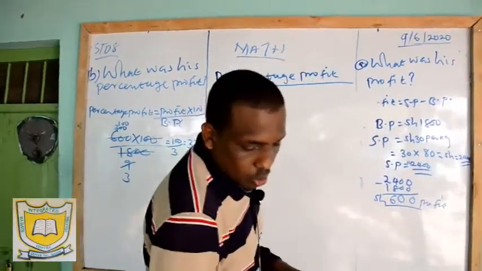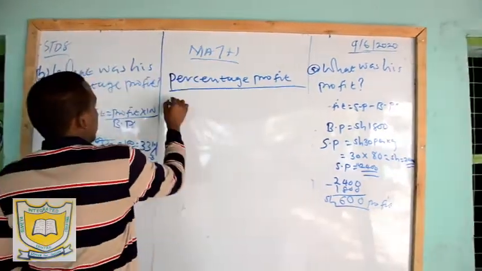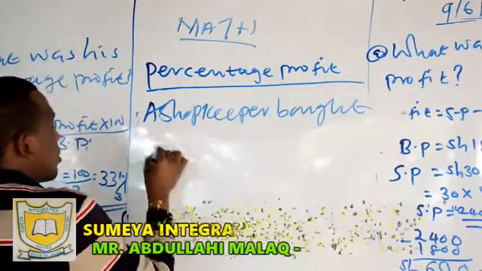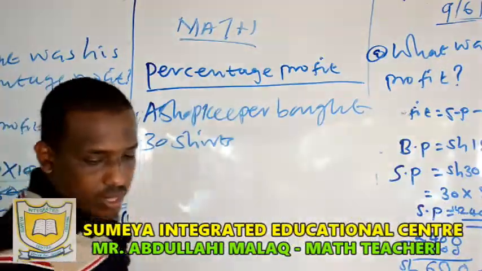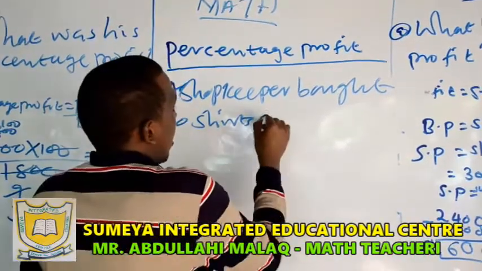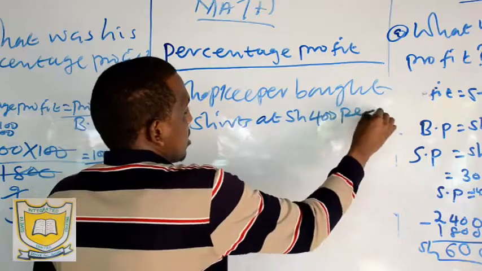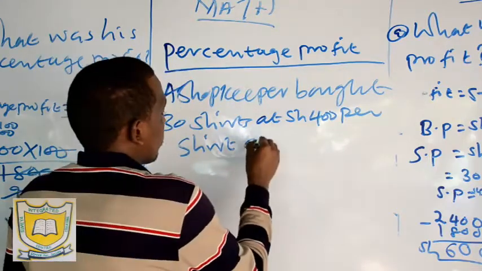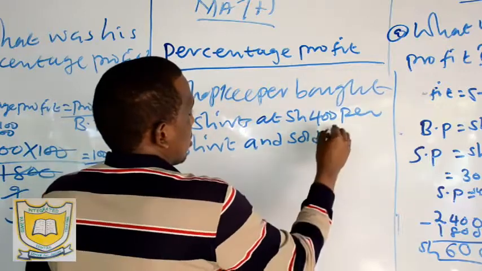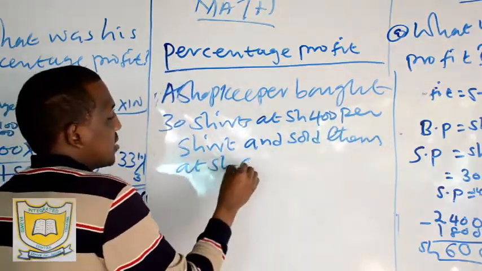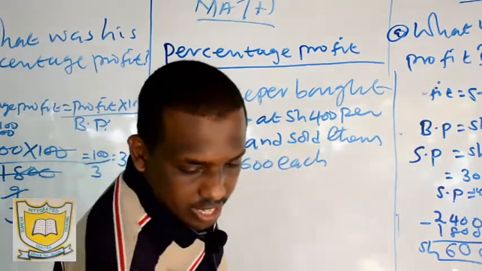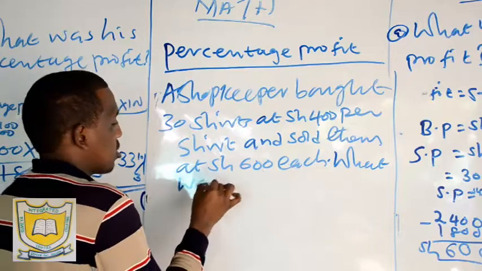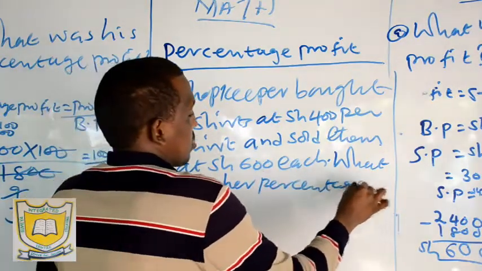There's also another question here. You are told a shopkeeper bought 30 shirts at shillings 400 per shirt, and sold them at shillings 600 each. What was her percentage profit?